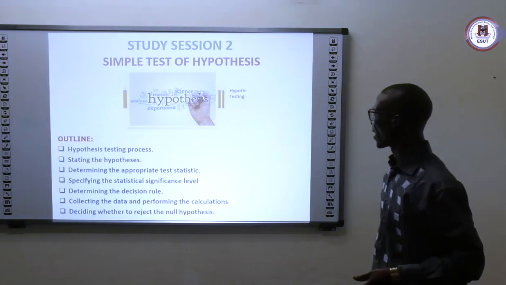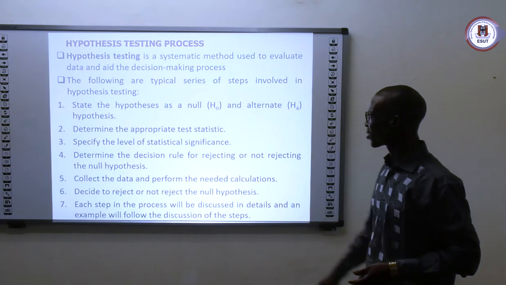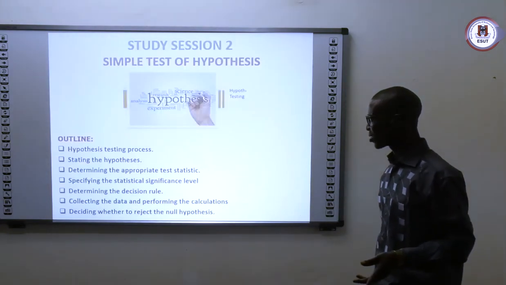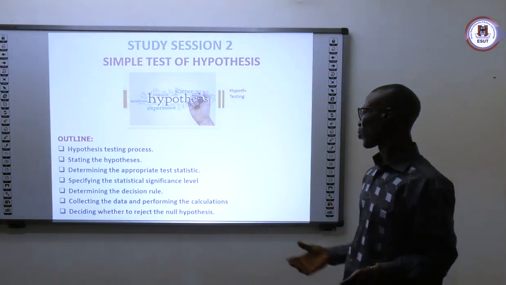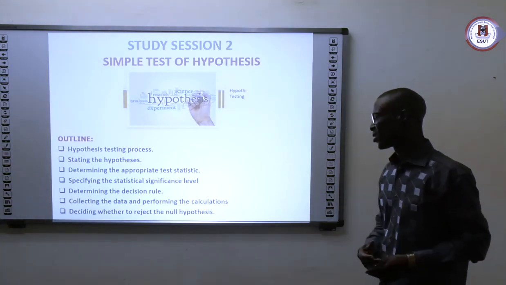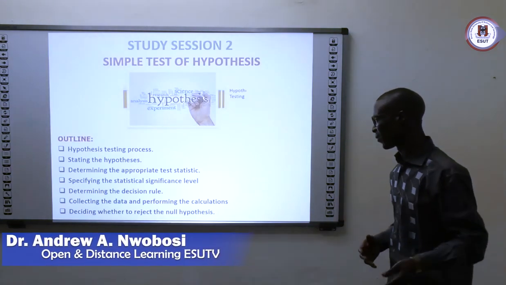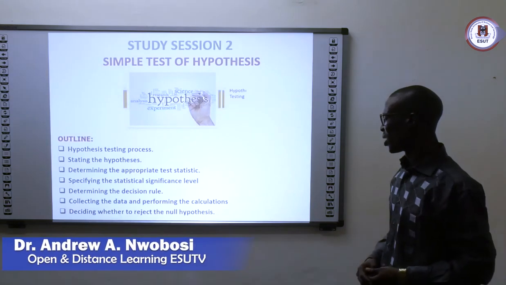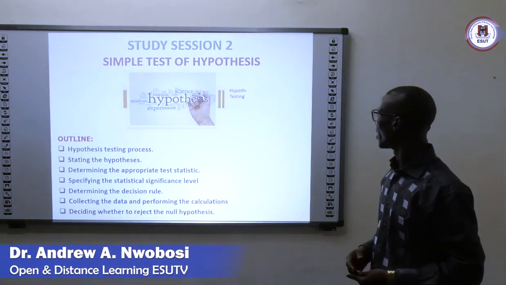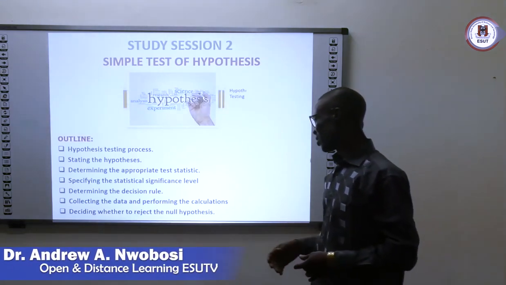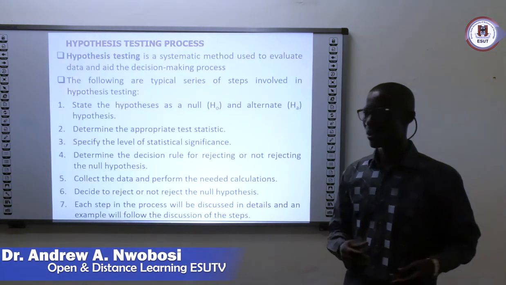We are going to look at the simple test of hypothesis. We look at hypothesis testing. How do we start hypothesis testing? How do we determine appropriate test statistics for hypothesis? We'll be able to specify the statistical significance level. We'll determine the decision rule. How do we collect data and perform calculation in hypothesis testing? And lastly, deciding whether to reject the null hypothesis or to accept the null hypothesis.